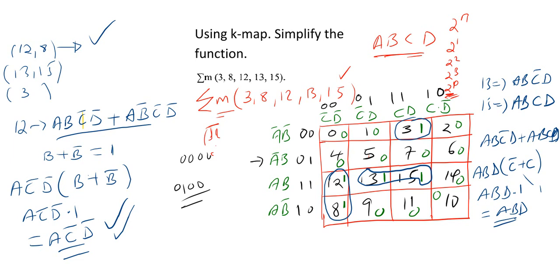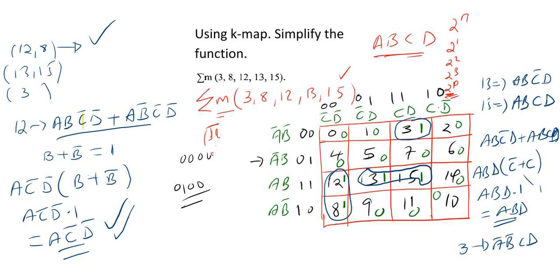Now for the 3, we just read the expression because we don't have any combination. So for group 3, the expression is not A and not B, then C and D.